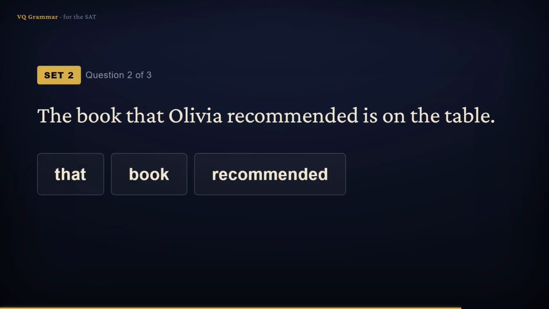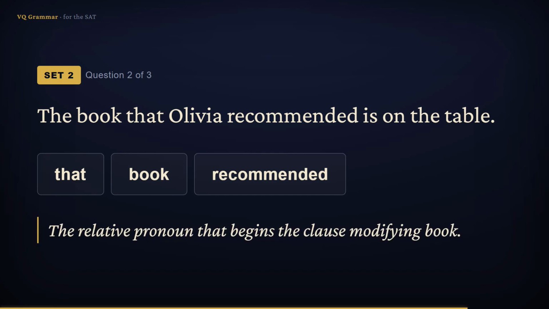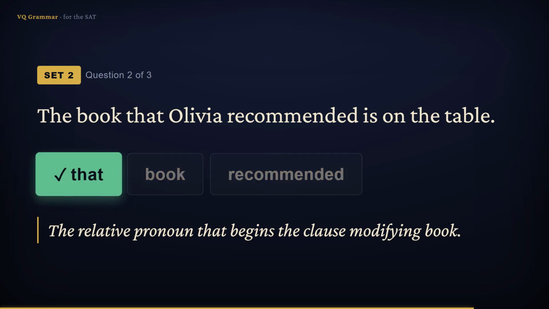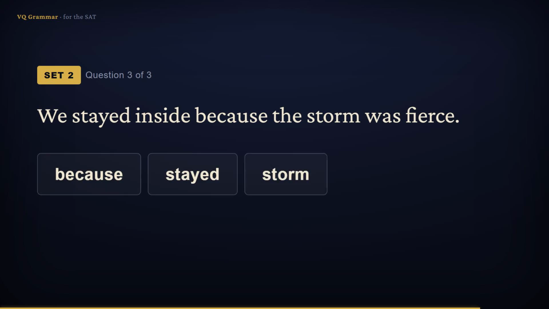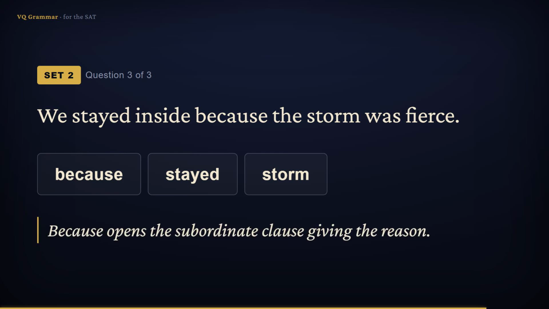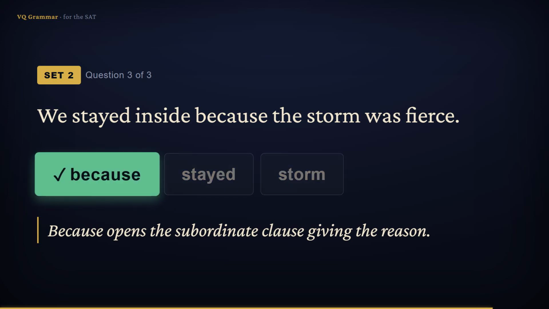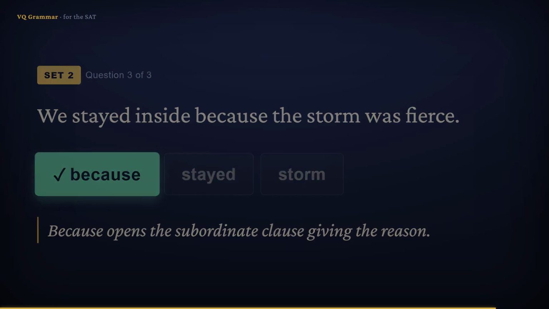The book that Olivia recommended is on the table. The relative pronoun that begins the subordinate clause that Olivia recommended. So the answer is that. We stayed inside because the storm was fierce. The signal word because begins the subordinate clause that gives the reason. So the answer is because.